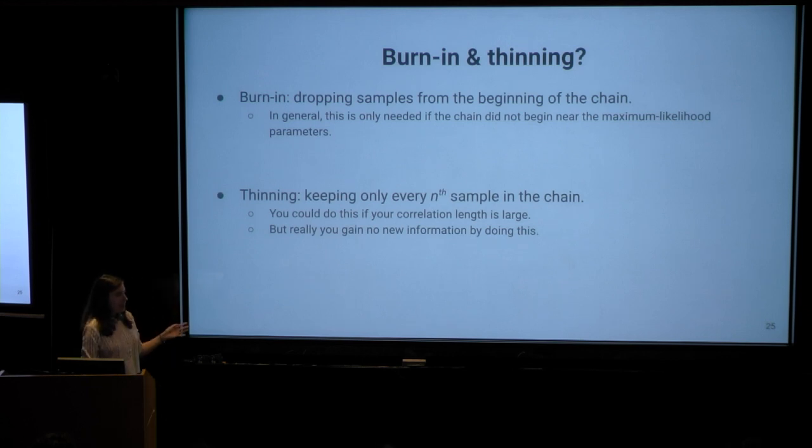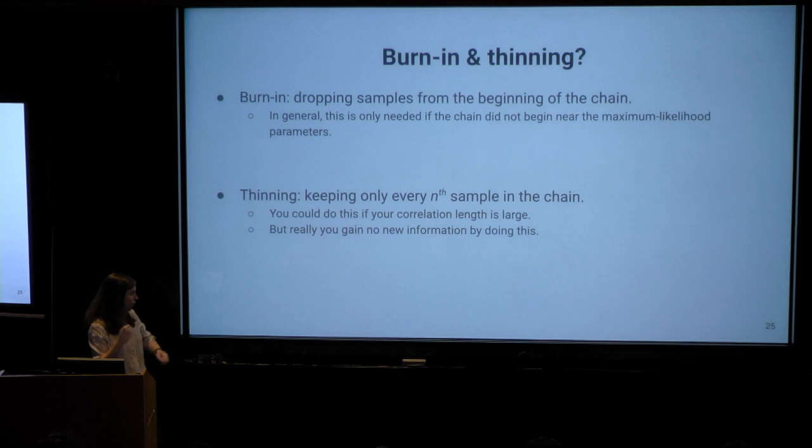So a couple of other related concepts that I wanted to go through are burn-in and thinning, and these are both things that people do sometimes as post-processing. After they've generated their MCMC chain, you might burn it in, and that means that you take some number of samples from the beginning of the chain and you cut those out, and you keep only the chain after it's been running or burned in for some time. In general, burn-in is not necessary if you have started your MCMC chain in the right place.